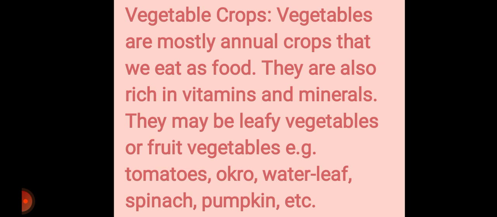So vegetables are mostly annual crops that we eat as food. They are also rich in vitamins and minerals. They may be leafy or fruit vegetables. We have tomatoes, okra, water leaf, spinach, pumpkin, and amaranth. I told us about amaranth in class. Yes, amaranth is our green leaf. So vegetables are rich in mineral salts and vitamins. Yes, they are very rich in mineral salts and vitamins.